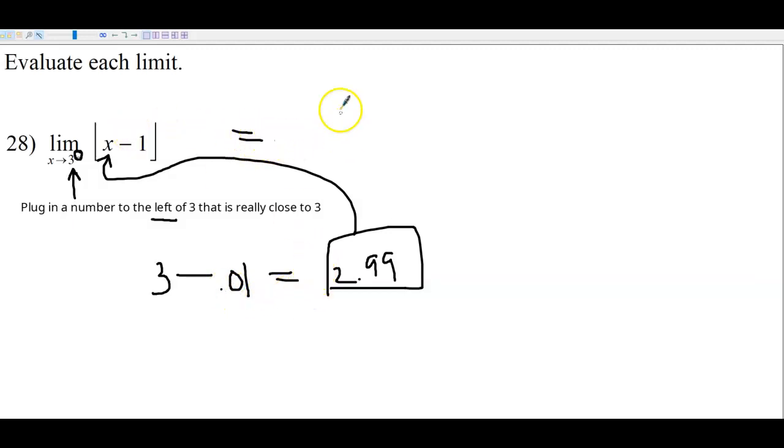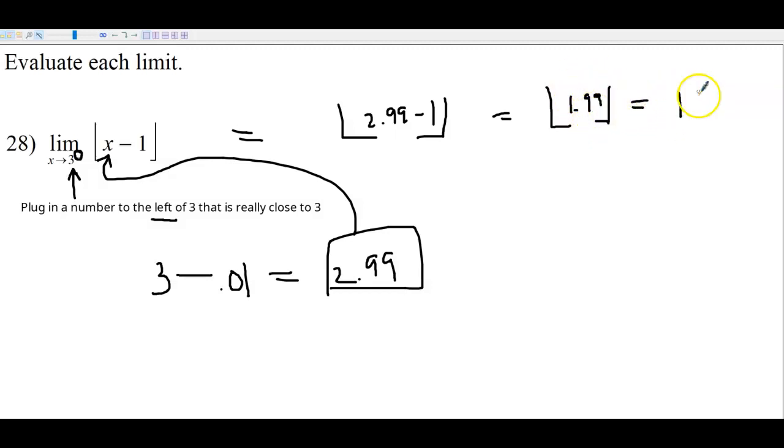So if we plug that in, here's what I get. I get 2.99 minus 1, which is 1.99. And our step function is going to round this down to the nearest integer that is less than or equal to this, which is 1. And so there's my answer there.